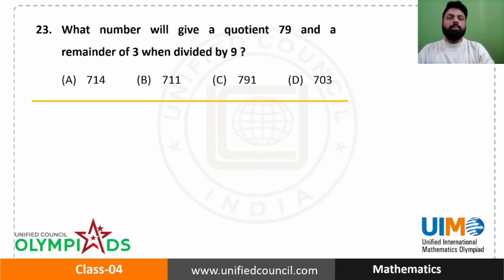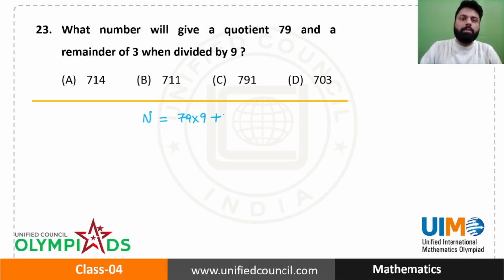Next one. What number will give a quotient 79 and a remainder of 3 when divided by 9? The number is equal to quotient multiplied by the divisor plus the remainder: 79 multiplied by 9 plus 3. 9 times 9 is 81, 8 carry over, 72, 63 plus 8, that is 711, plus 3. So this is equal to 714. A option is the correct answer.